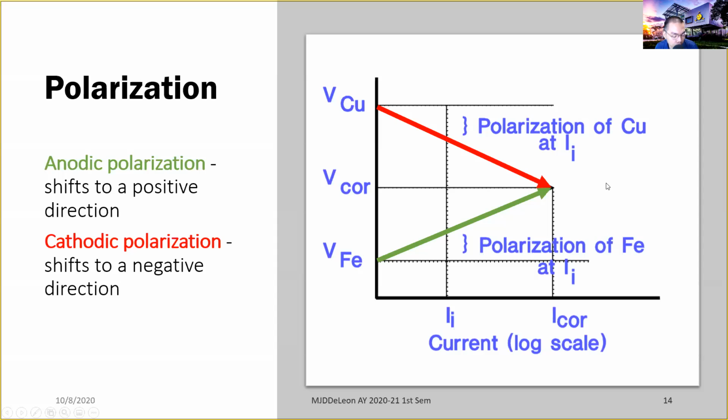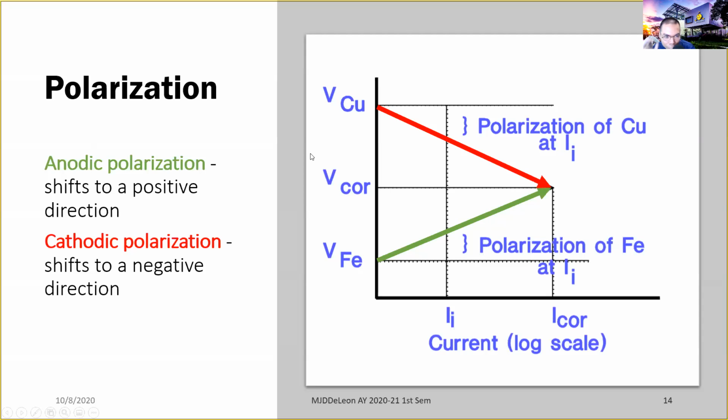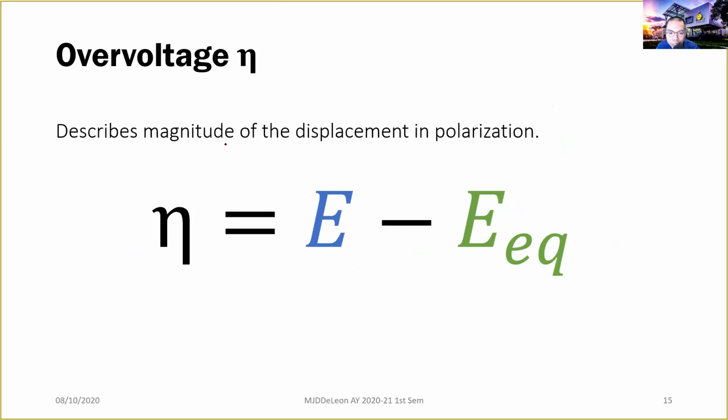So yung anodic and cathodic polarization natin na distinctions, this just pertains to kung paano yung shift ng potential natin when there is now a current. So basically, anode and cathode lang yan. Then to quantify the shift, the polarization in, let's say, the potential, we have what we call your overvoltage. Yung overvoltage natin, this just describes the magnitude of the displacement in polarization, and it is symbolized by eta.